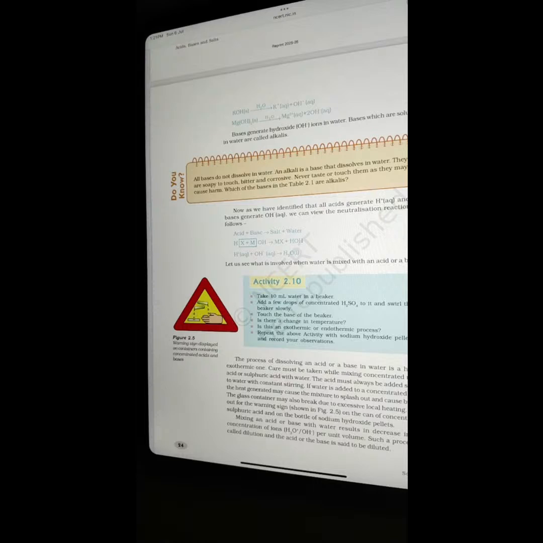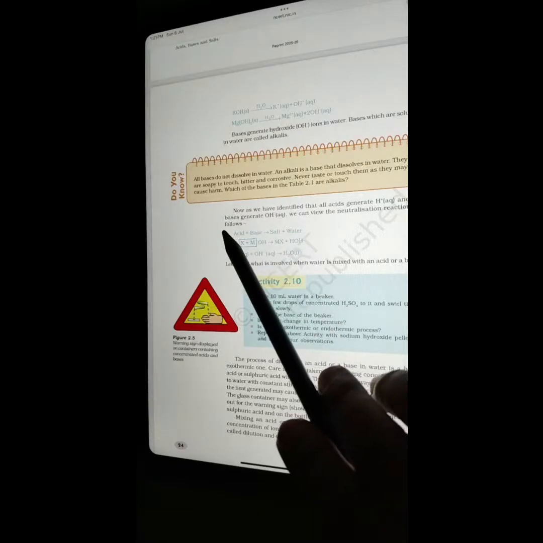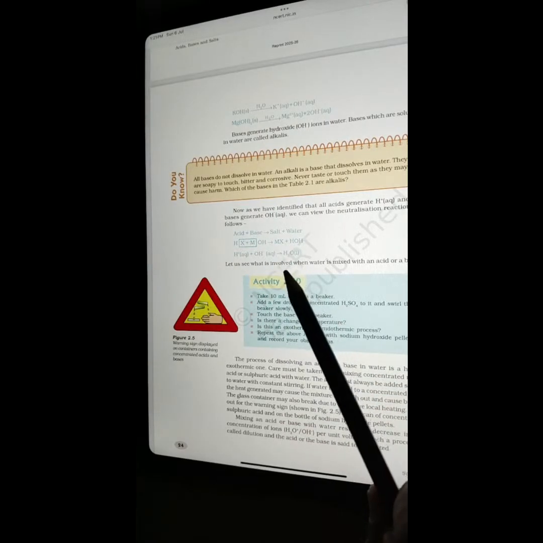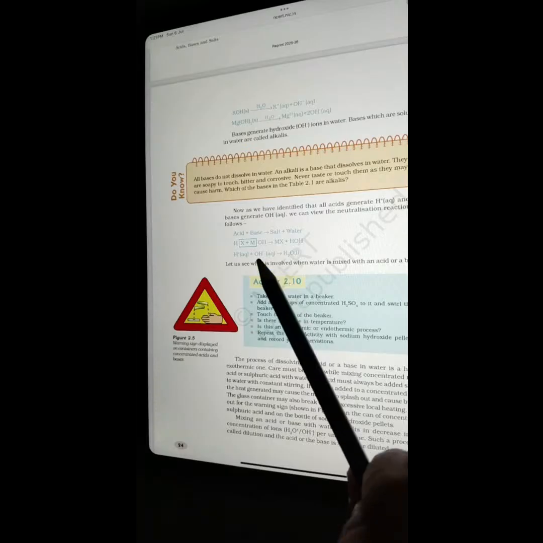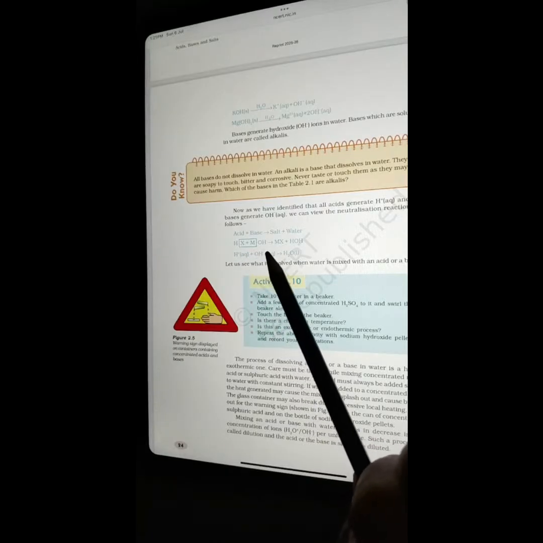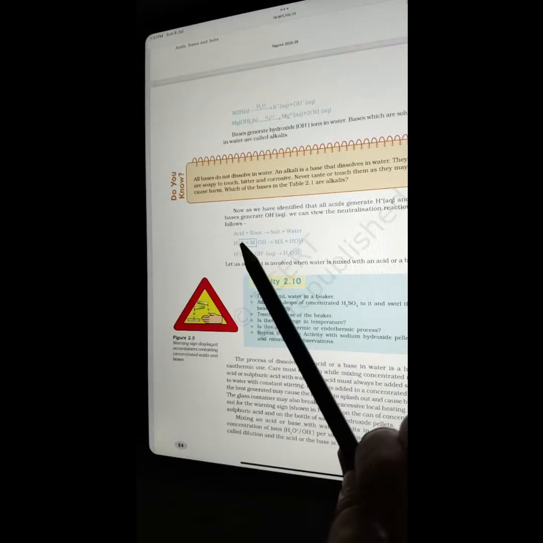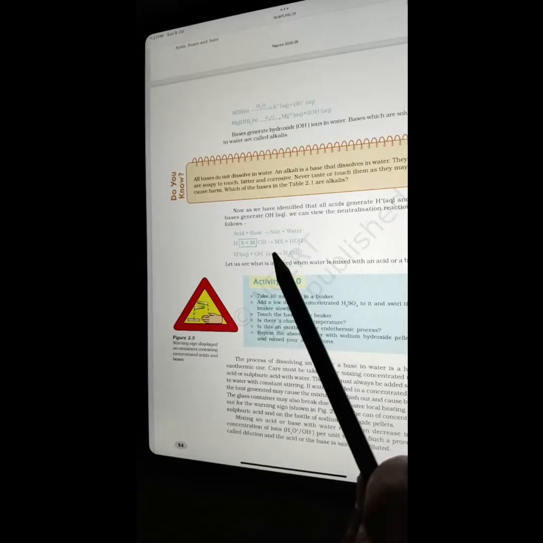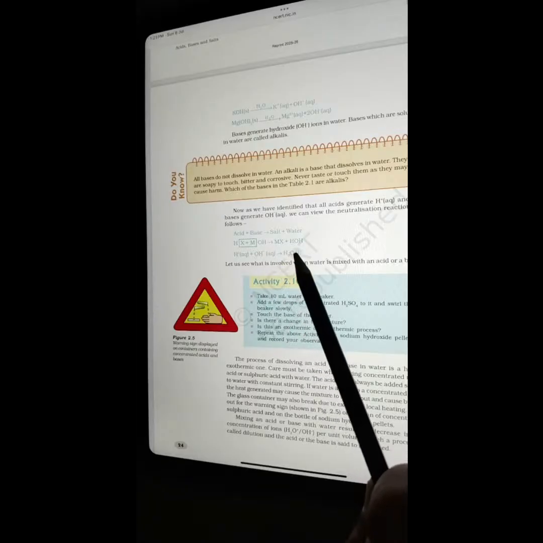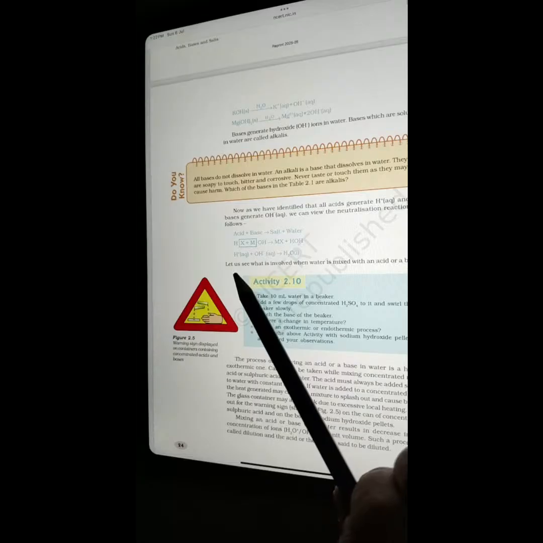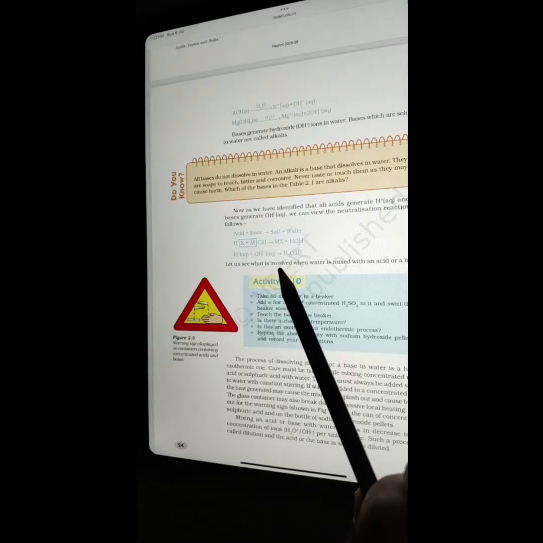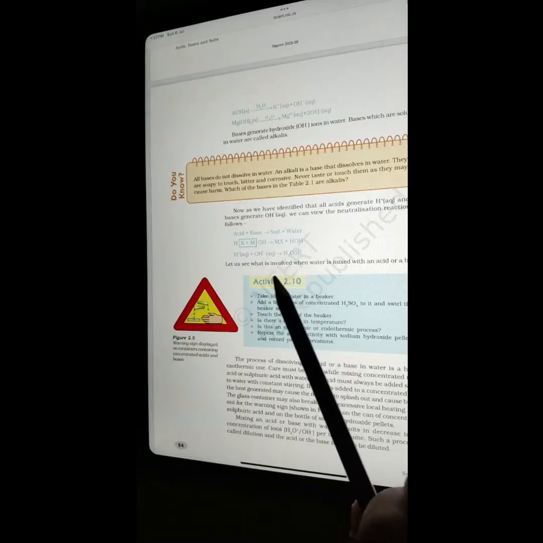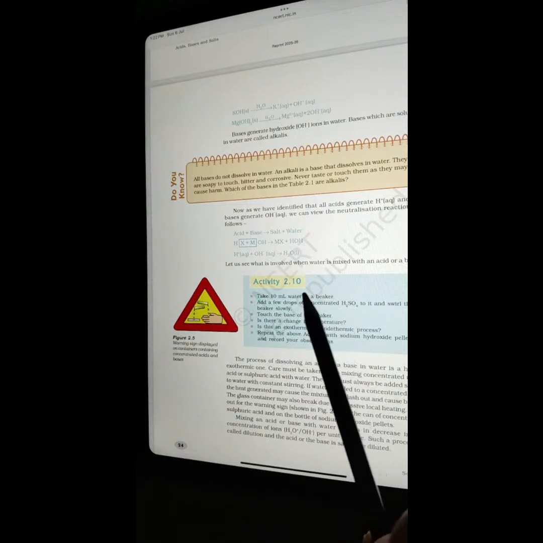Now, if we have identified that all acids generate H+(aq) and all bases generate OH-(aq), we can view the neutralization reaction as follows. We know acid plus base will give salt plus water. Suppose the acid is HX and the base is MOH, then X and M will unite, forming MX, plus a molecule of water. So H+(aq) plus OH-(aq) gives H2O in liquid form. Let us see what is involved when water is mixed with an acid or a base.